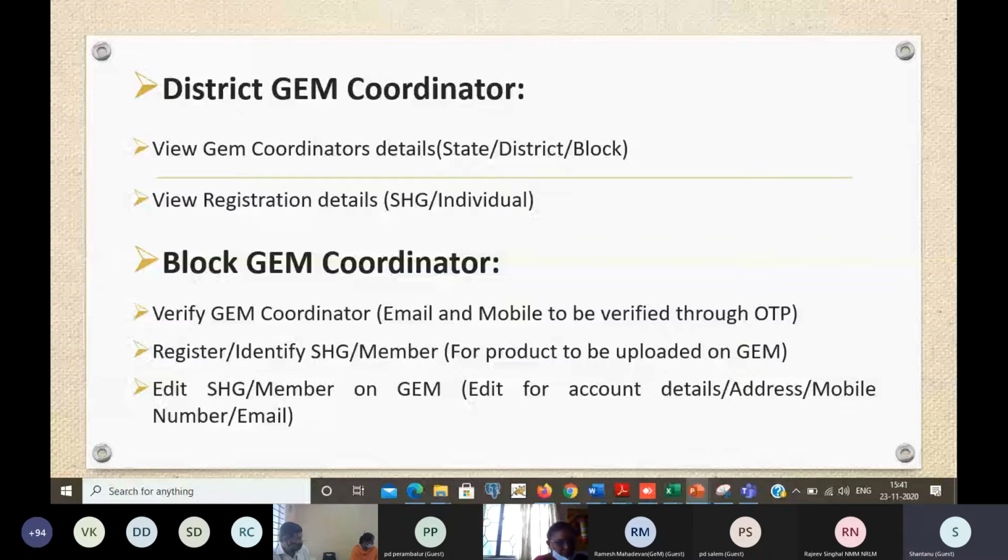They have to identify the SHG and the member, and also verify through the OTP received on their mobile and email ID. If any SHG or member does not have an email ID, the block GeM coordinator needs to create one in their name, for the individual as well as for the SHG. At a later stage, suppose an SHG's account details, email ID or mobile number get changed. In that case, the block GeM coordinator, on request from the SHG or the members, can edit the details of the SHG or the individuals.